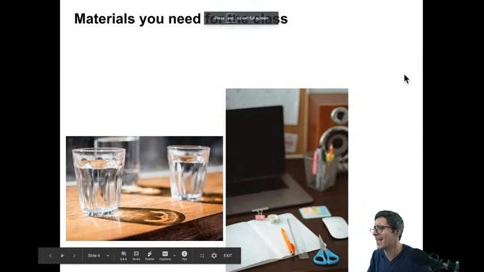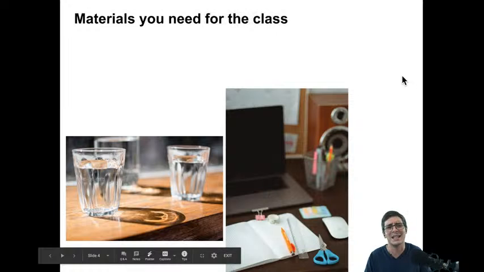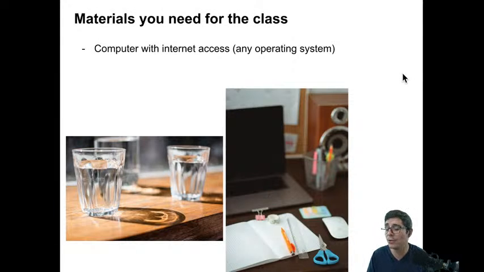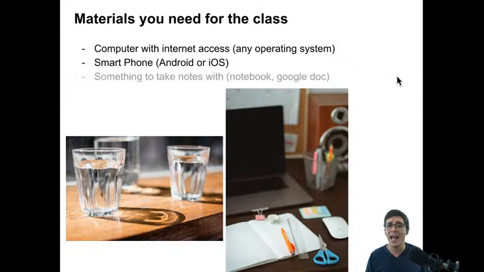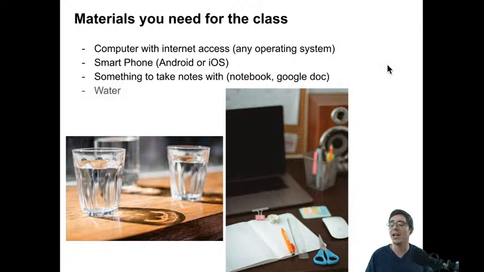A lot of you might be asking, what kind of materials do we really need for this class? Well, you're going to need a computer with internet access. That's really important. It could be any operating system as long as you have access to a web browser. You're going to need a smartphone, either Android or iOS. You're going to need something to take notes with, because studies show that if you take notes, you will record and remember things better. And last but not least, water. You might be thinking, water? Why water and technology? It's because we're going to be using a lot of brain power today, and you're going to need that water to help your brain stay afloat. So let's jump right in.